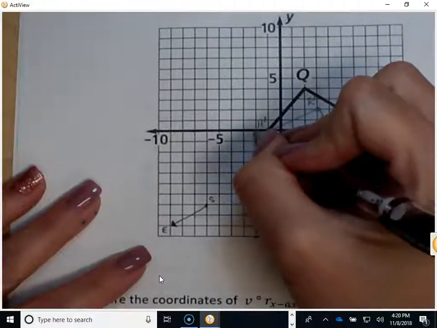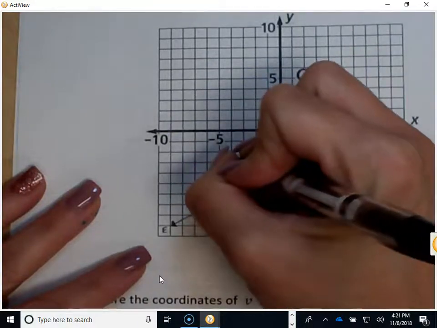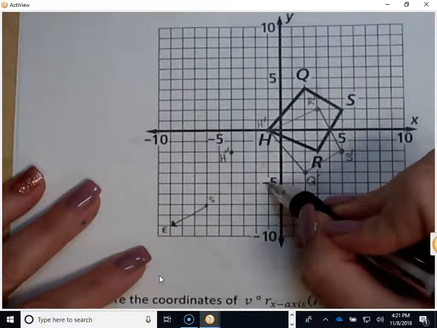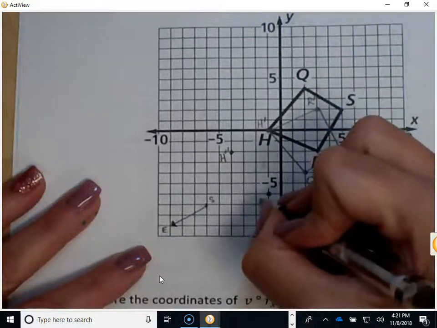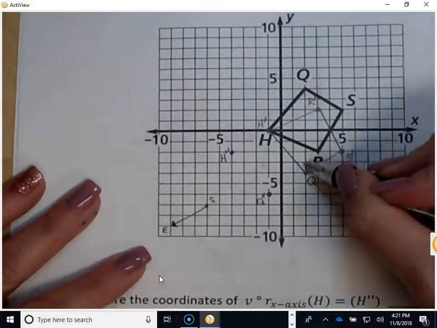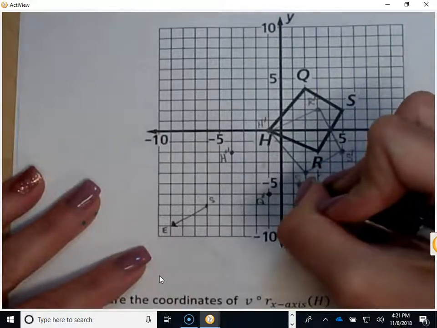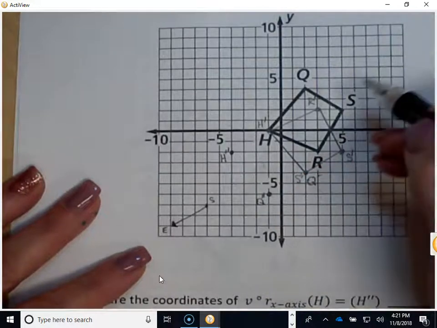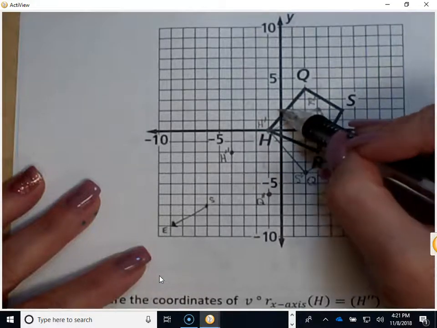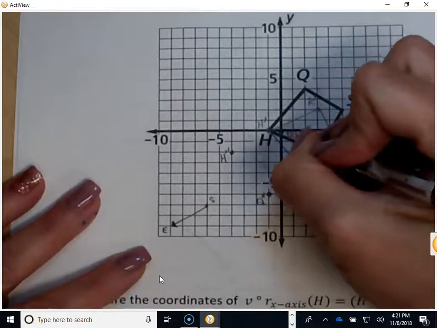H prime's here, to the left 1, 2, 3, down 2. That will be my H double prime. For Q prime, to the left 3, down 2. Puts my Q prime right here, or Q double prime here. S prime, to the left 3, down 2. Actually landed right on Q, or Q prime. So I'm going to relabel that point as S double prime. And then last but not least, R prime goes to the left 3, down 2, puts me right at the origin. So that's my R double prime.